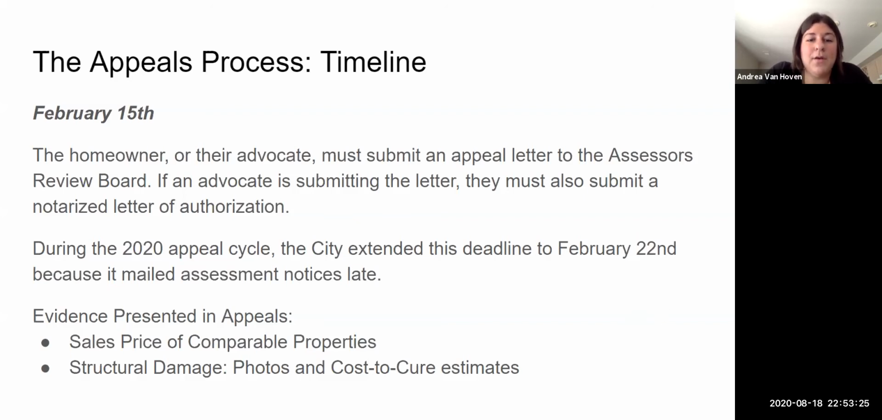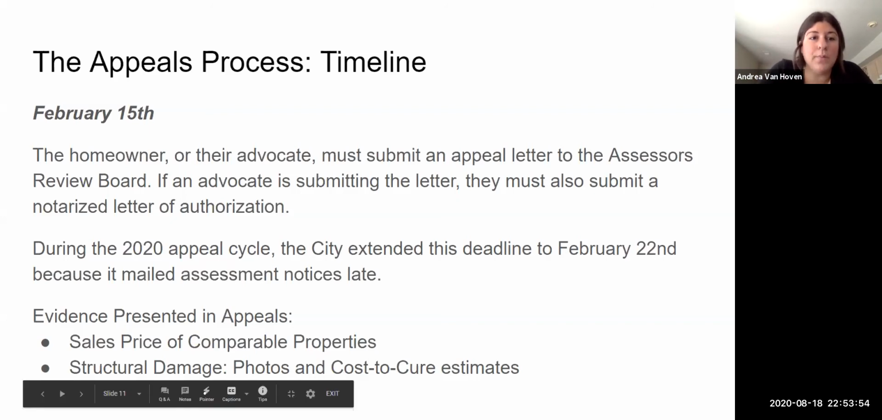Okay, here we go. So this again reemphasizes the appeal timeline of February 15. The homeowner or their advocate must submit an appeal letter to the assessor's review board. Remember I said there's an assessor's review stage, and there's a March Board of Review. To get to the March Board of Review, which is the goal, that's where you have your oral argument of a couple minutes. You must give your appeal. And by the way, the appeal is in writing, right? So this is not an oral appeal. This is in writing to the assessor's review board.